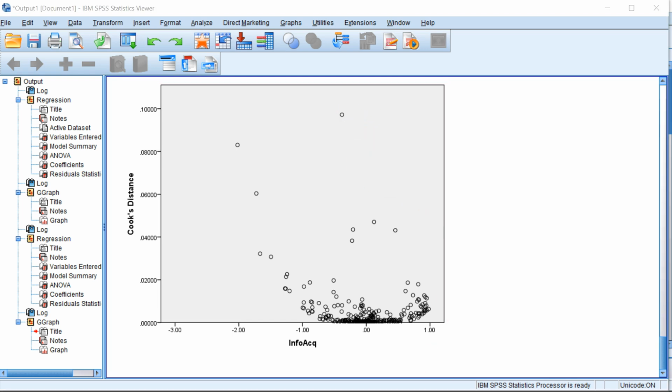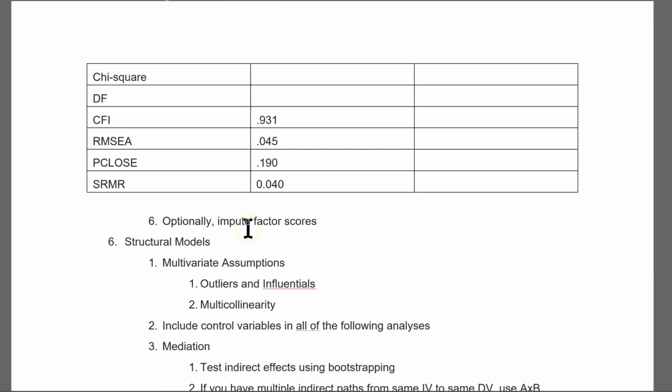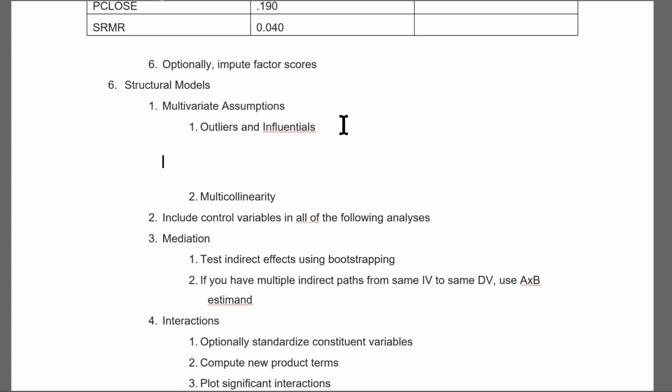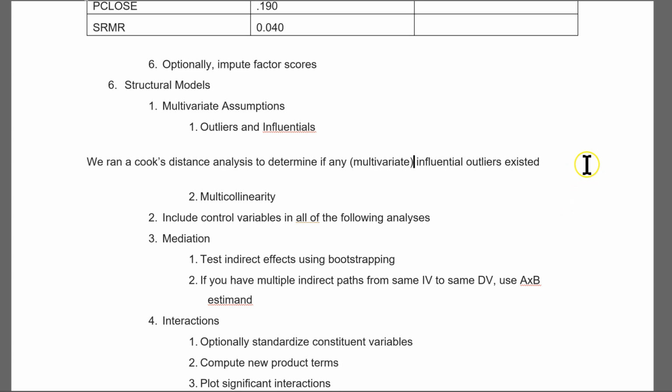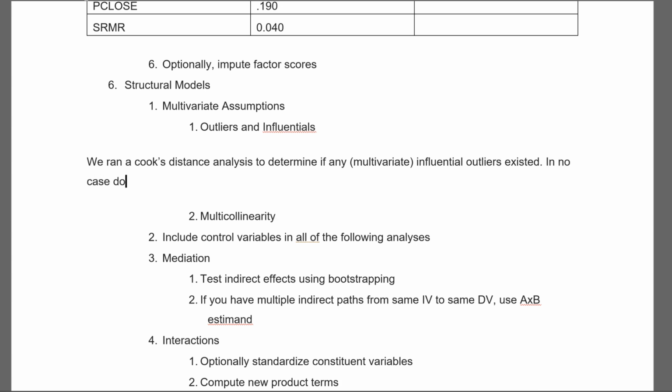So we're good. What would I report there? Let's go down here. Multivariate here. We ran Cook's distance analysis to determine if any influential outliers existed. And this would be multivariate. Any multivariate influential outliers existed. In no case did we observe a Cook's distance greater than 1. Most cases were far less than 0.100, something like that. So we had no cause to remove anything due to being an influential outlier.